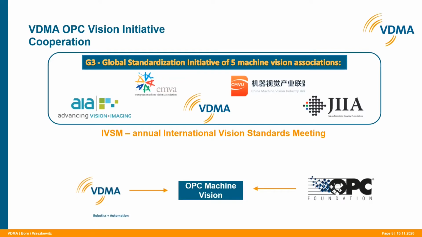OPC Machine Vision is developed by a joint working group of VDMA and the OPC Foundation. VDMA coordinates and sponsors the specification under a mandate of the G3. The G3 and the OPC Foundation both provide acceptance of the standard.